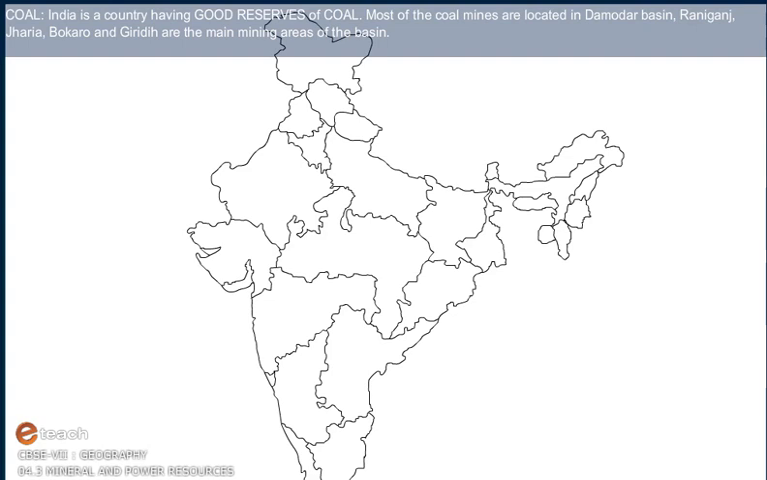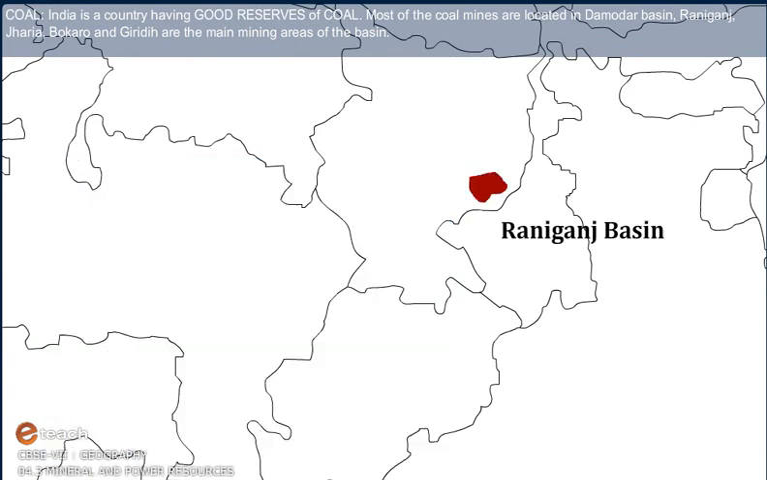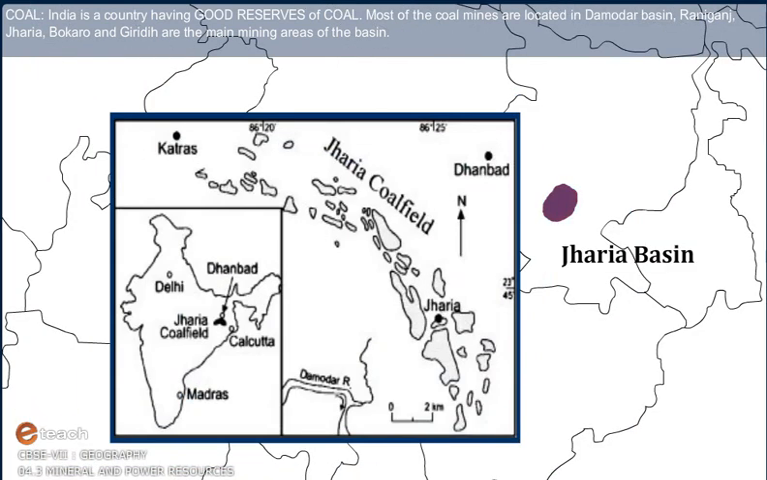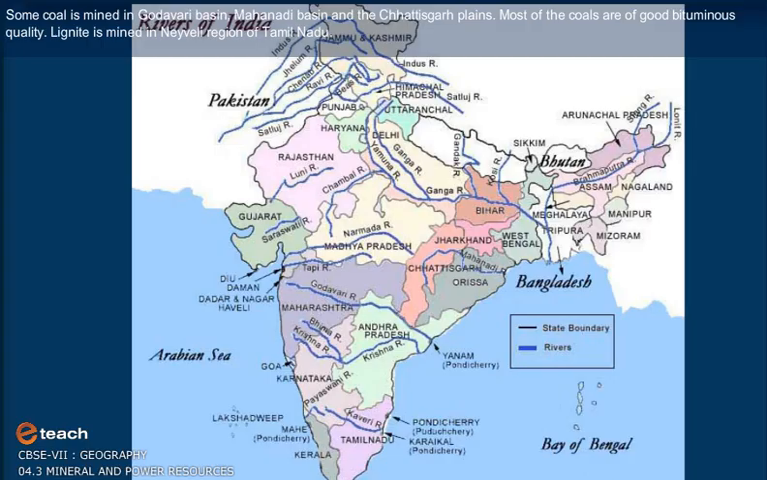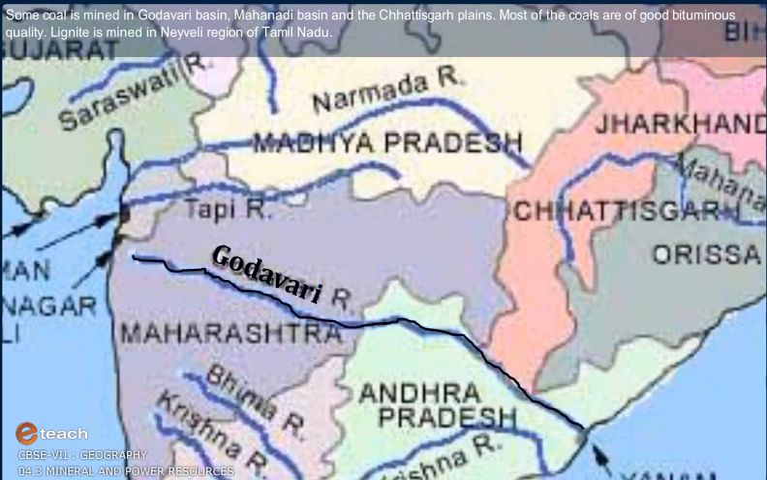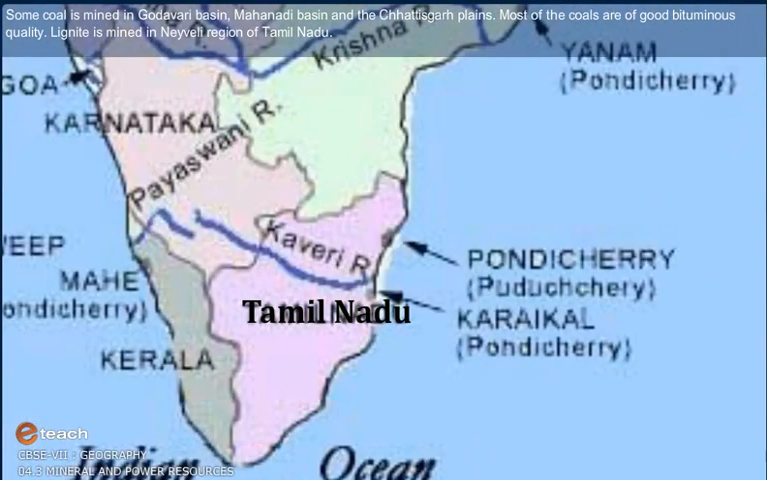Coal. India is a country having good reserves of coal. Most of the coal mines are located in Damodar Basin. Raniganj, Jharia, Bokaro and Giridih are the main mining areas of the basin. Some coal is mined in Godavari Basin, Mahanadi Basin and the Chhattisgarh Plains. Most of the coals are of good bituminous quality. Lignite is mined in Neyveli region of Tamil Nadu.